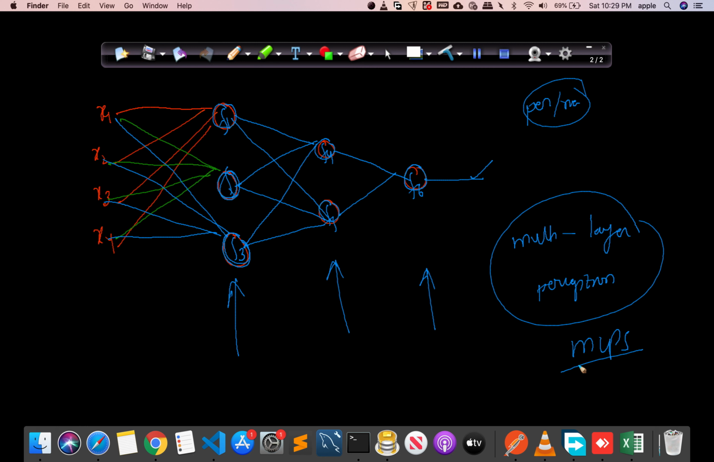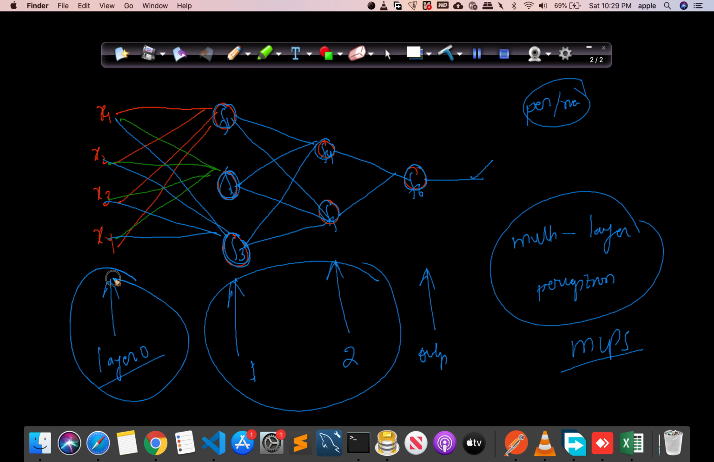They are multi-layer perceptrons. Now this is called layer 0. This is just the convention. This is layer 0, this is layer 1, this is layer 2, and this is the output layer. So we have two hidden layers. This is also called the input layer, this is also called the output layer, and this is the hidden layer that I was talking about.